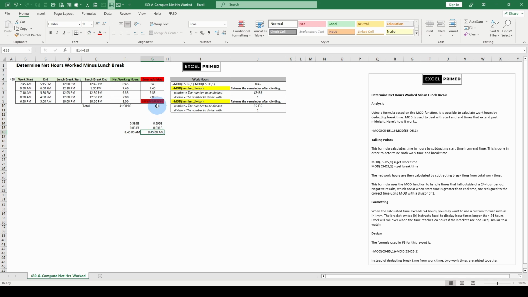But what happens if your days roll over past midnight and you start in another day? Here we have a start time at 6:30 p.m. and we end at 3 a.m. We have a 10:30 break, which is not a big deal. We have this net working hours. But look what happens when we just use this same formula.